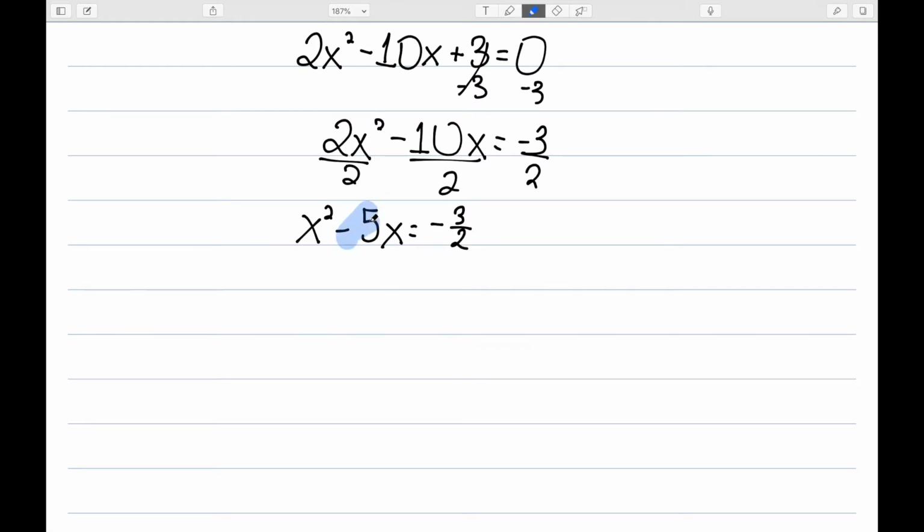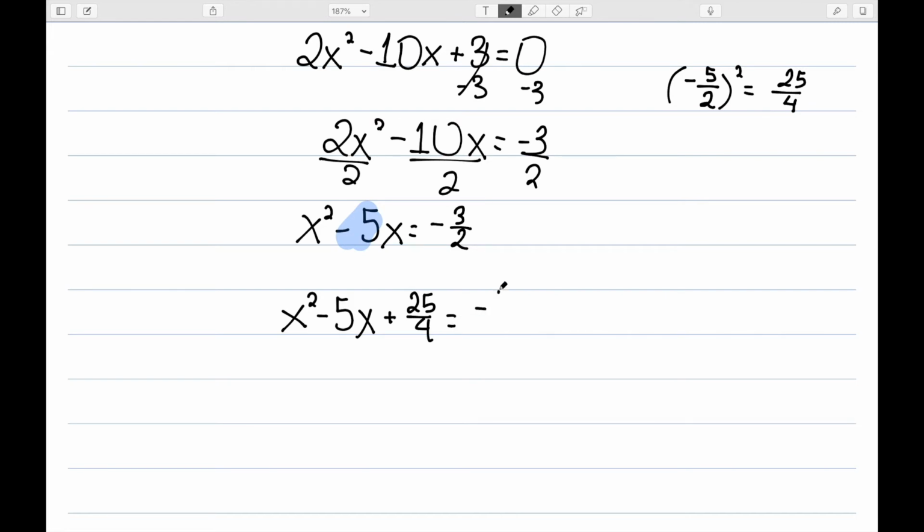We then look at this number in front of x. It's negative 5. We need to cut that number in half. That's just going to be negative 5 over 2. And then square it. That gives me 25 over 4. And this is what we need to add to both sides. So I have x squared minus 5x plus 25 over 4 is equal to minus 3 over 2 plus 25 over 4.